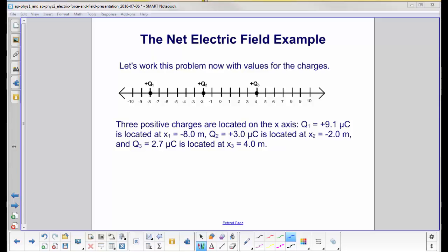Let's work a problem by putting in values for each charge. You can see here's Q1, here's Q2, and here's Q3. You've got the charge and the distance from the origin. There are many, many more of these problems in the classwork and homework, and I encourage you to work them.